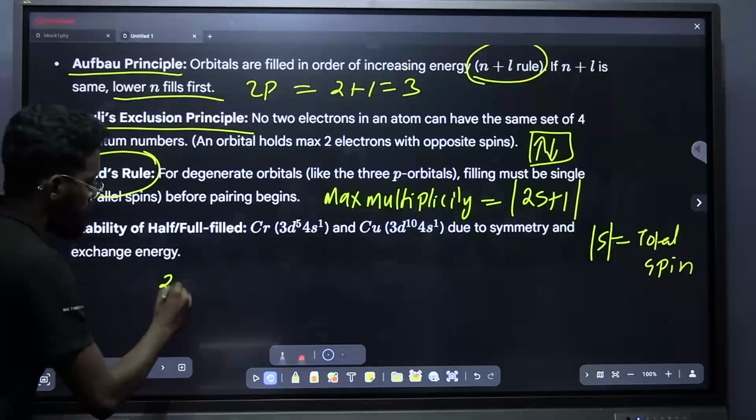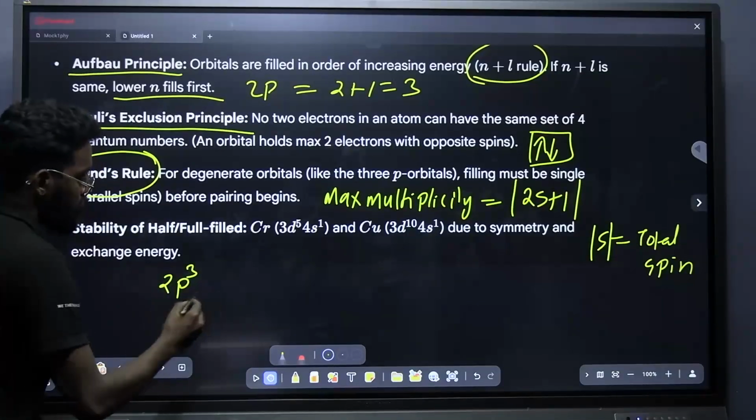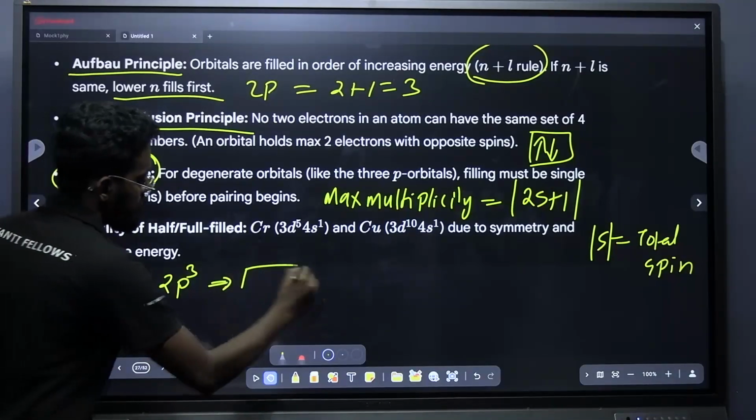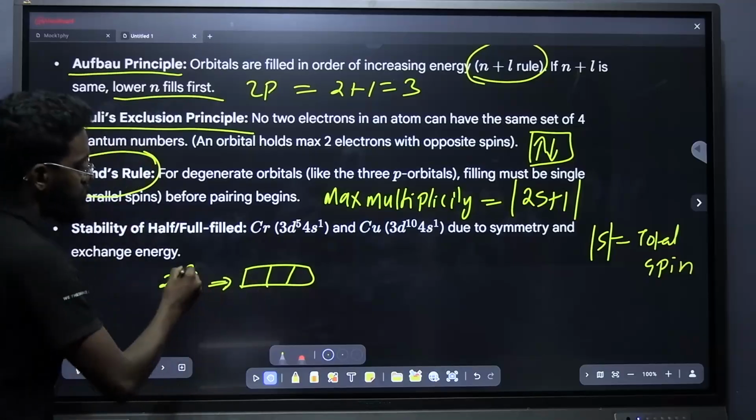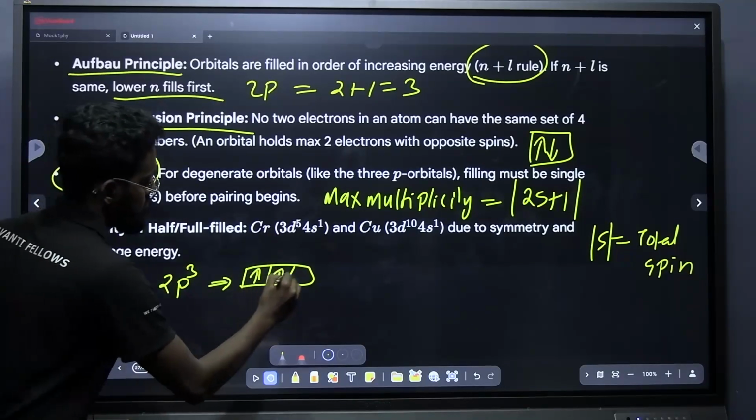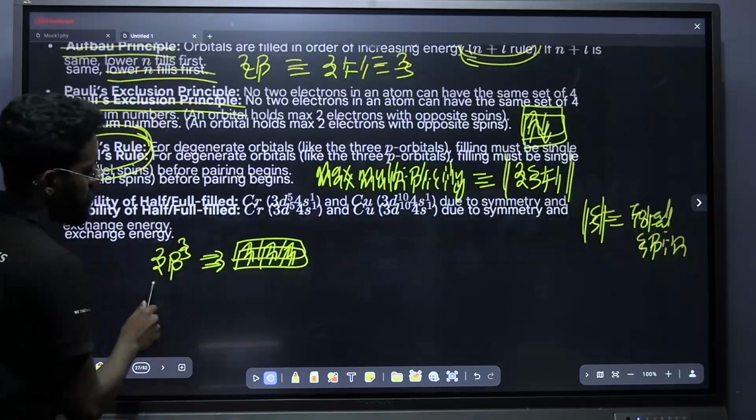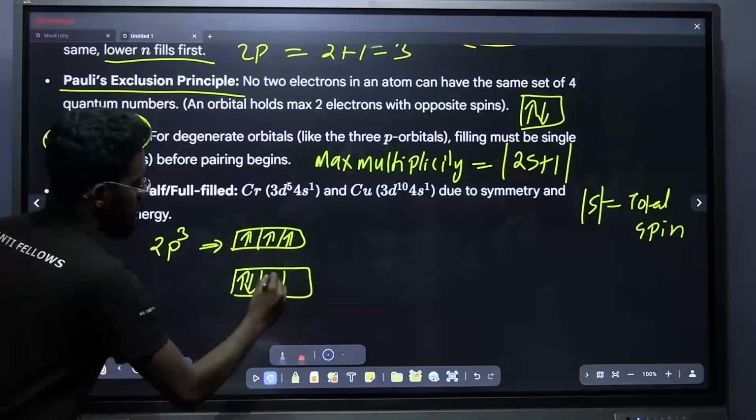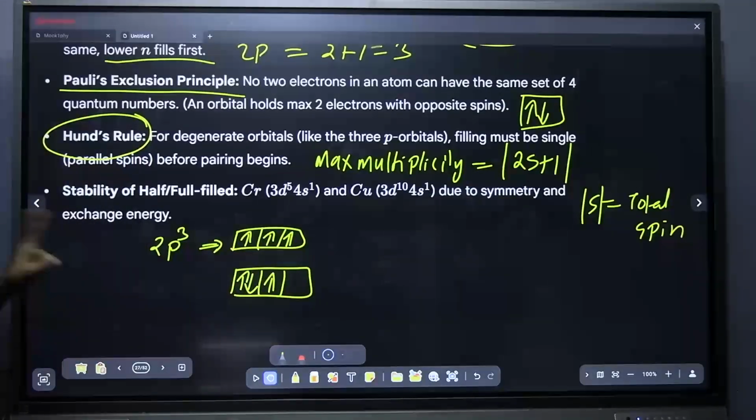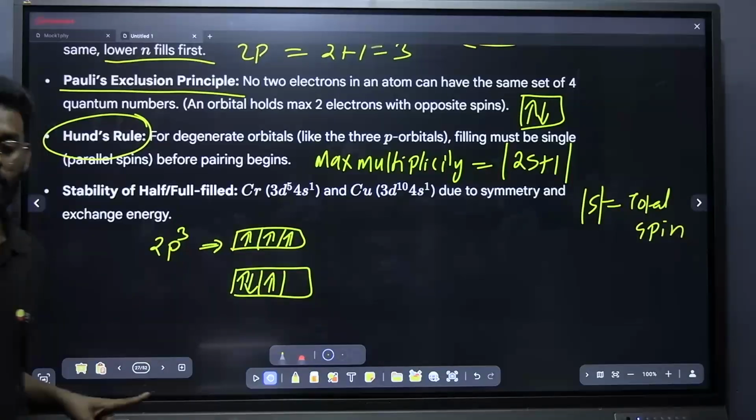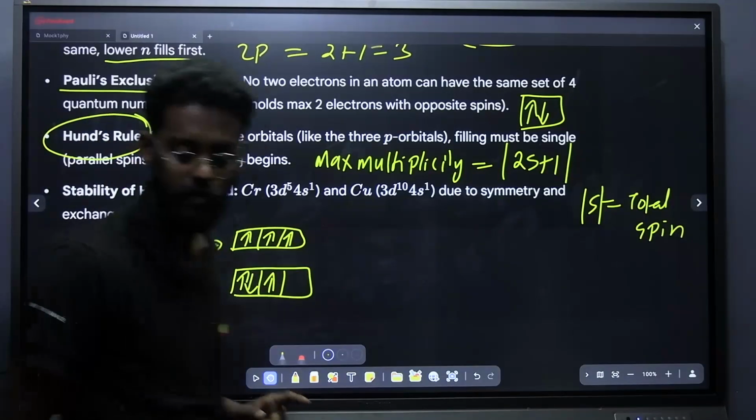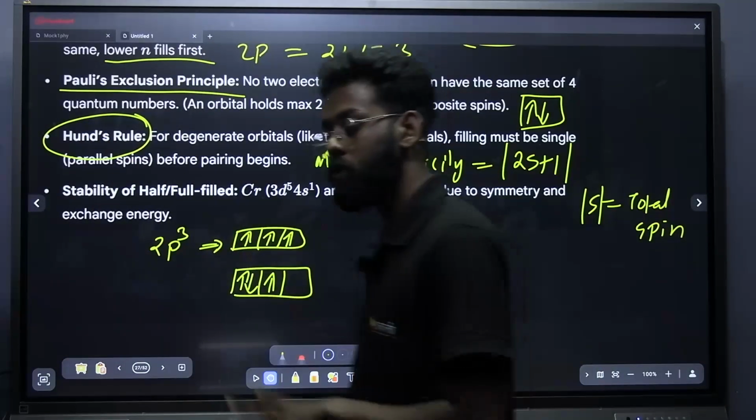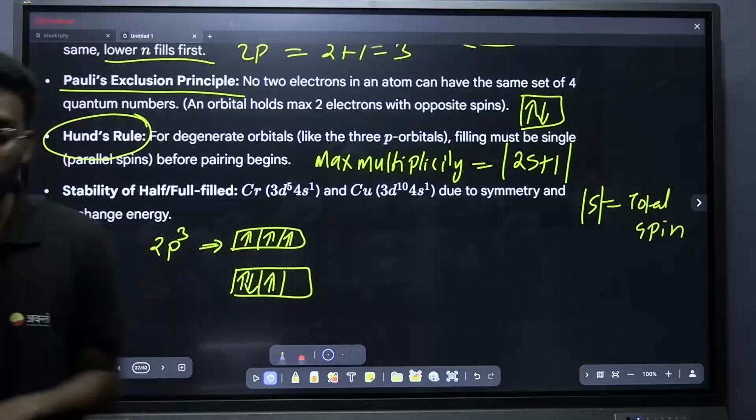Example, I can say 2p3, that is p orbital. I can arrange these 3 electrons like this, or I can also arrange these 3 electrons like this. Among these, which arrangement is correct? First one or second one? Tell me in the chat box. First one. Why is the first one correct?